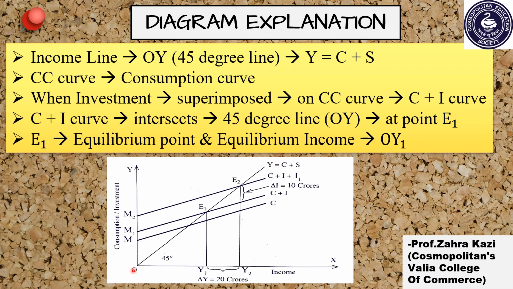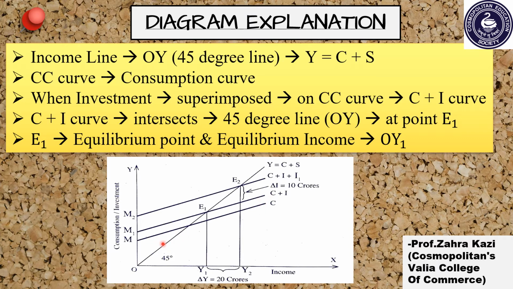So in the diagram we have a 45-degree line. This 45-degree line is called the income line. It is also called OY. So this OY denotes income, which is consumption plus saving. Apart from this, we have a CC curve here. The CC curve is the consumption curve.